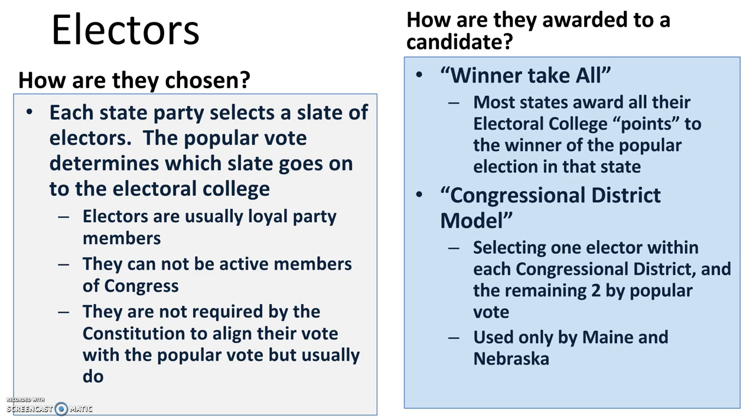Electors are won by candidates in one of two different ways. A candidate can win electors in most states either with the winner-take-all method or the congressional district model. The winner-take-all method is more common and a little more simple. What it means is if you win the popular vote in that state, you take all the electors that that state has to offer. So for Virginia, for example, if a candidate gets more people in Virginia to vote for them, they take all 13 electoral college votes that the state of Virginia has to offer.